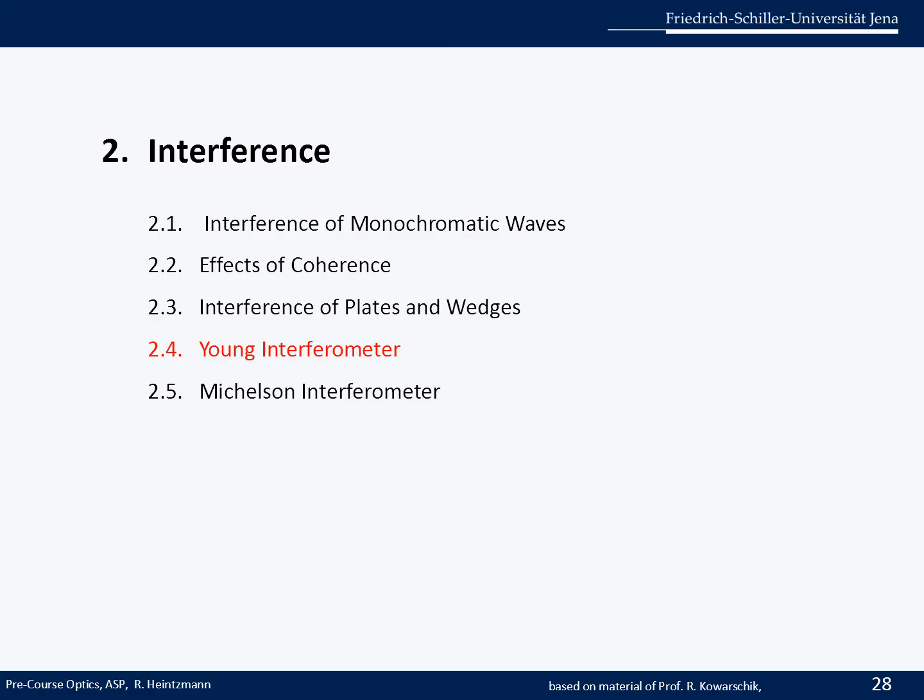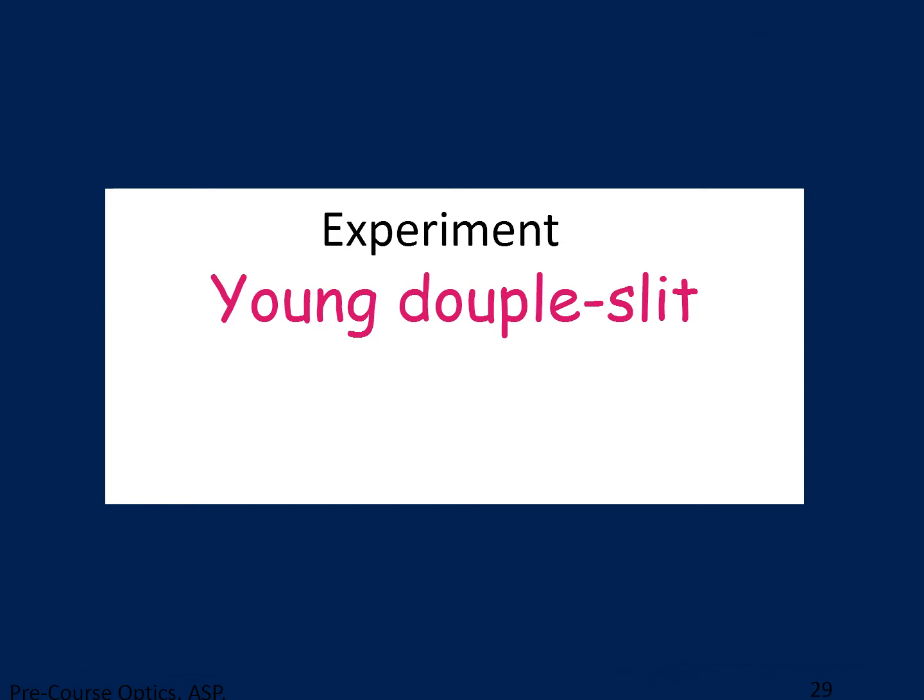We now continue this lecture by looking at two interferometers, the Young interferometer and the Michelson interferometer, and look at the effects of coherence and interference on the results that you see from these interferometers. We start with Young's double-slit experiment.